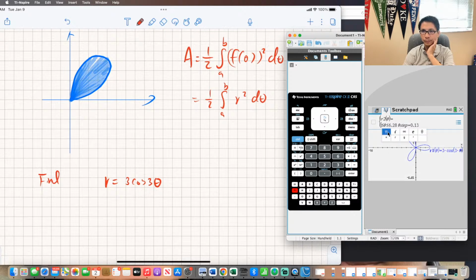Okay. So shouldn't we just do 1/6 though to do the integral from?